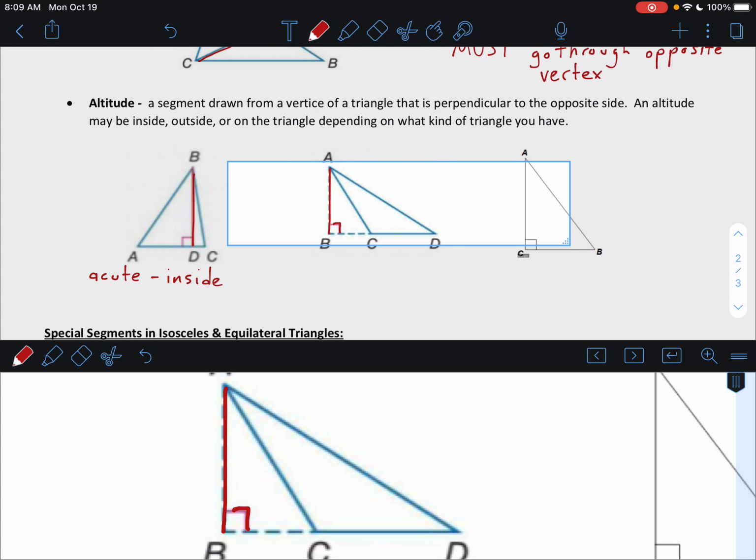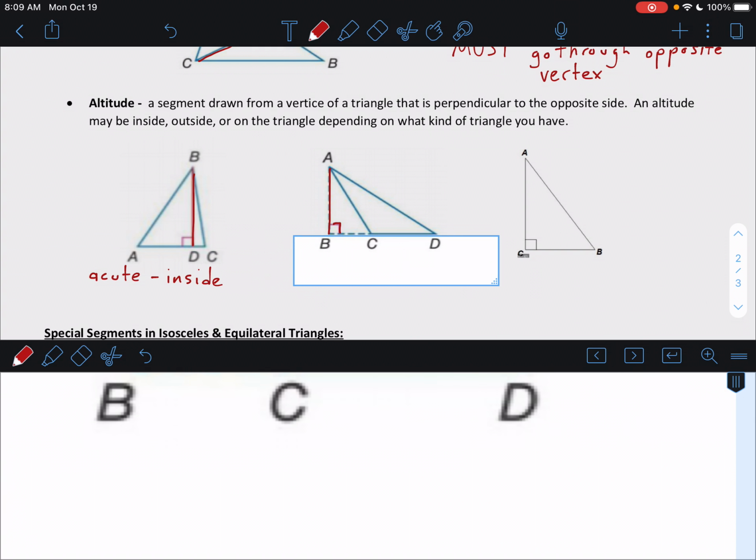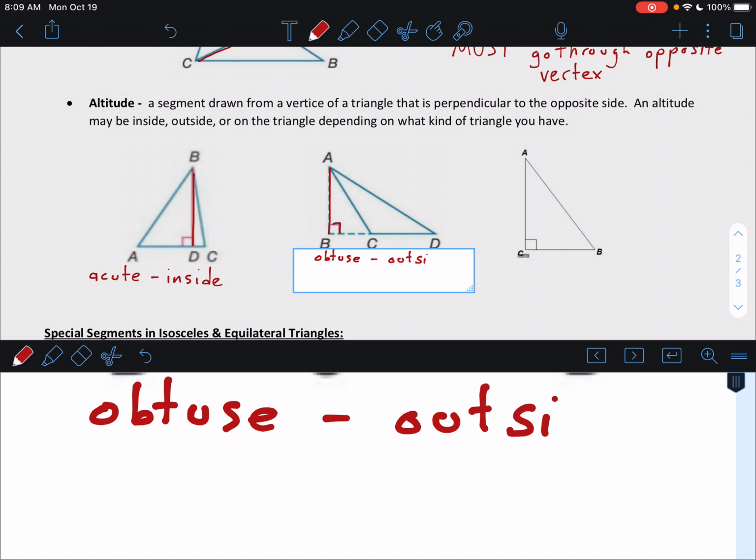And we can see that ACD, this triangle here, is an obtuse triangle. So with an obtuse triangle, the altitude will be outside. The altitude is the only one that could be inside, outside, or on the triangle. All the others are going to be inside the triangle.